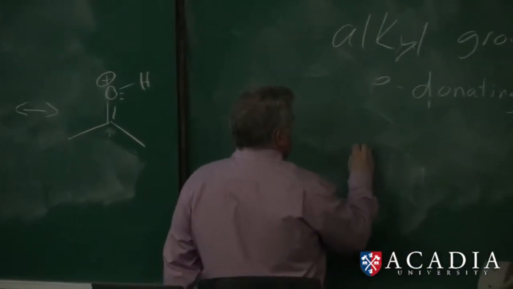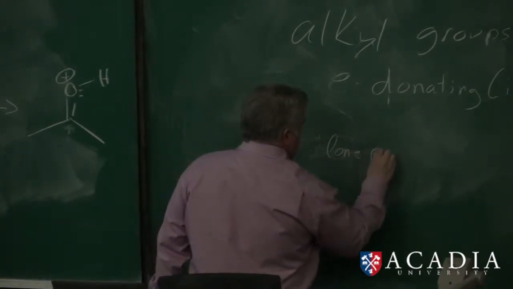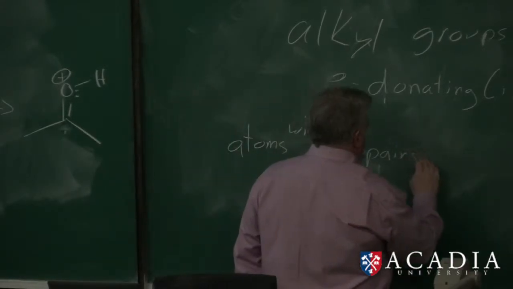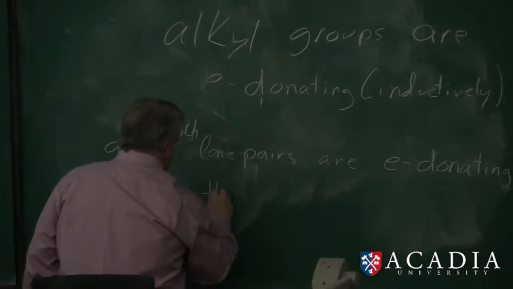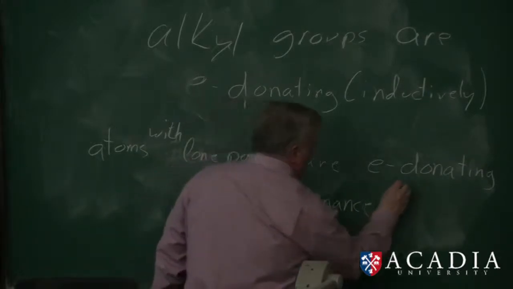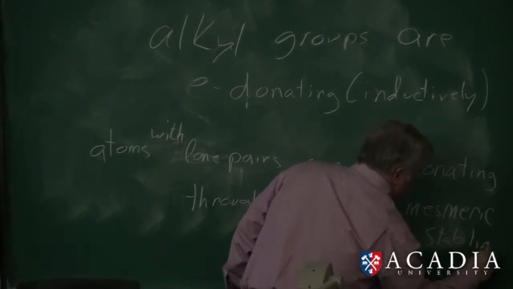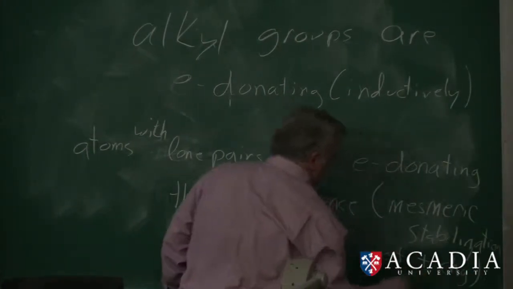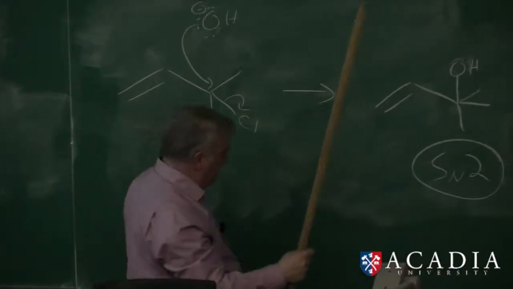So oxygen atoms with lone pairs are electron donating through resonance. I'll put this up. And when we have electron donation through resonance, we talk about that as being mesomeric stabilization.